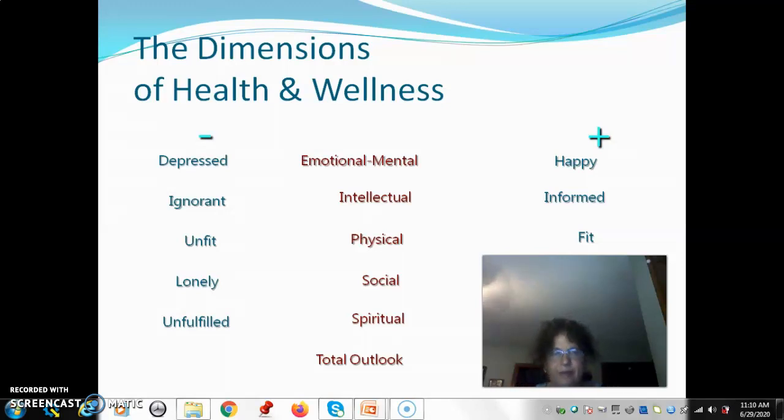How am I perceiving my physical wellness? Remember, there's nothing wrong with me physically, but this is my wellness aspect of it, the positive aspect. Lonely. Am I feeling involved and connected, or am I feeling my social wellness in the lonely, negative perception? Am I feeling isolated?